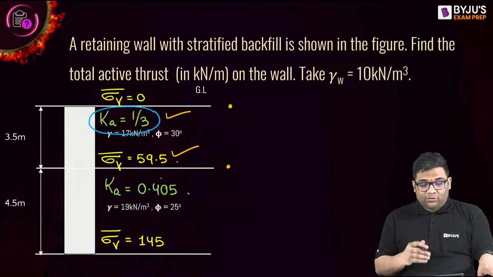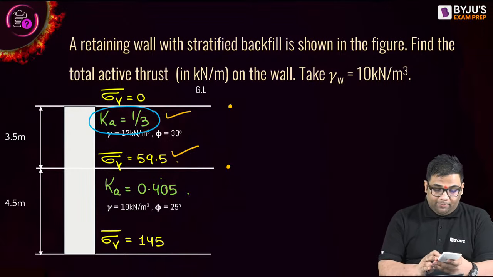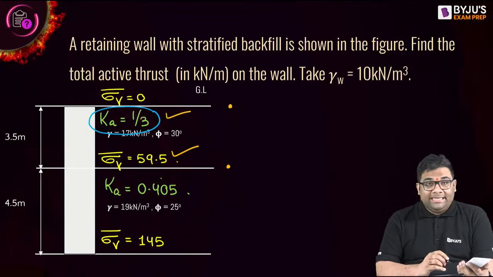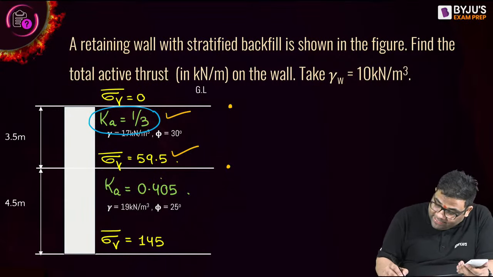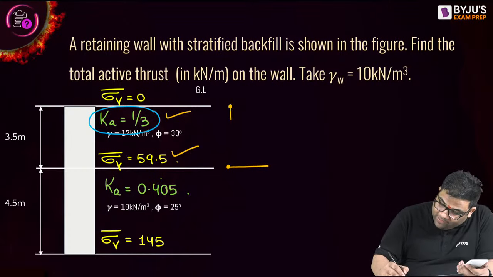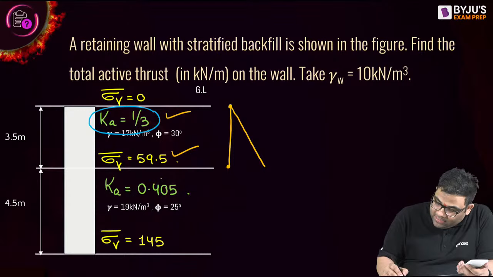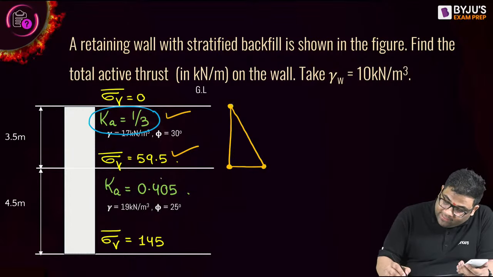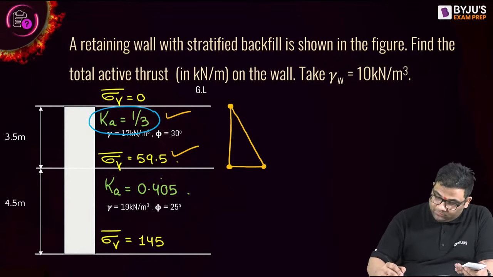Because we are seeing the first layer, it is KA into vertical stress. So 59.5 divided by 3. I am getting a value of 19.83. So I will get a distribution something like this. Understood how I am getting this distribution?